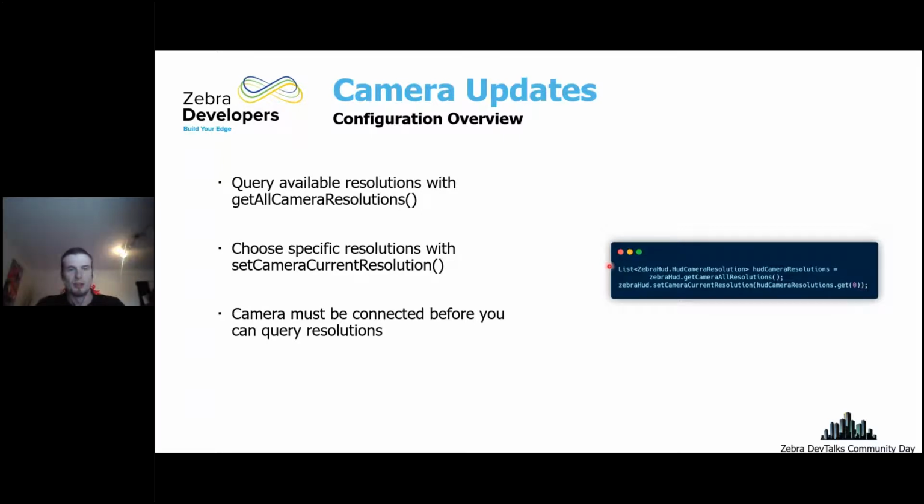So this list is ordered, so the lowest resolution is the first one, and then the highest is the last one. It's worth noting then that the camera must be connected before you can query these resolutions. It's dependent on the hardware that you have. So the HD4000 must be connected before you query those resolutions.